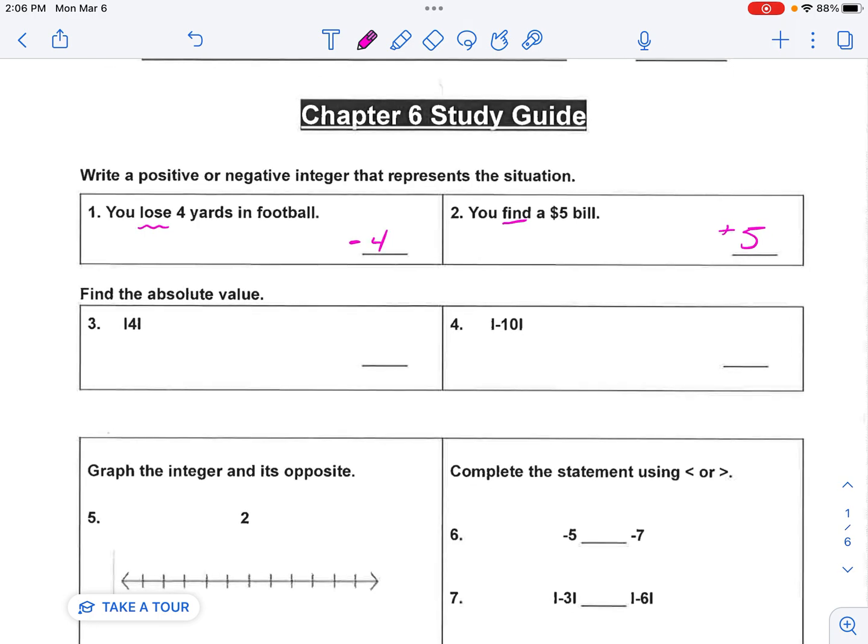Numbers 3 and 4, we're finding the absolute value. Remember, the absolute value is the distance from 0 on the number line. So the absolute value of 4 would be 4. It is 4 spots away from 0 on the number line. And the absolute value of -10 is 10. It is 10 spots away from 0 on the number line. Remember, the absolute value is always positive.